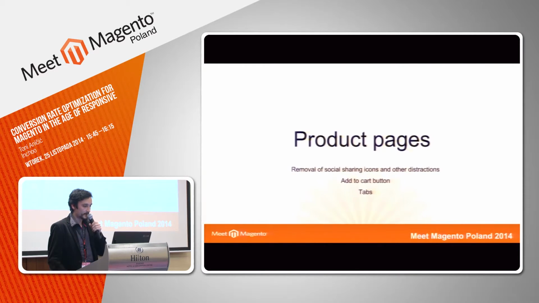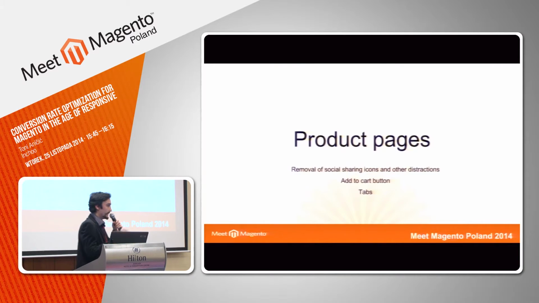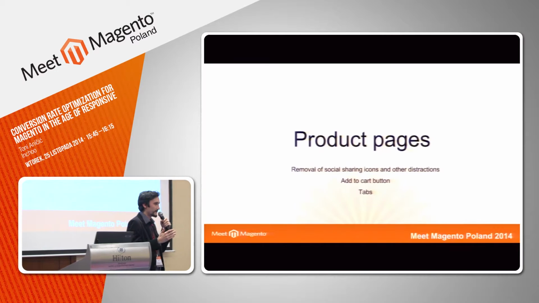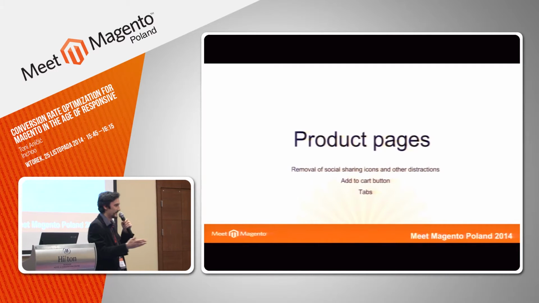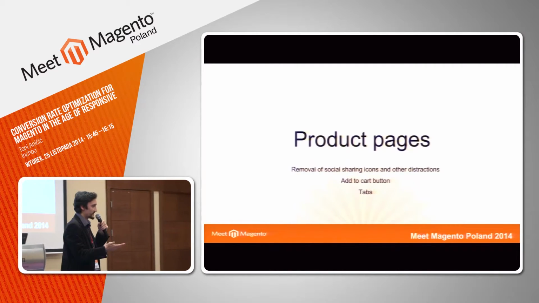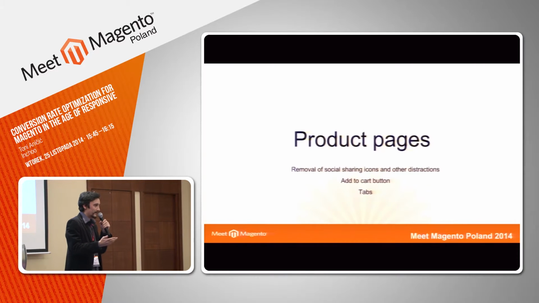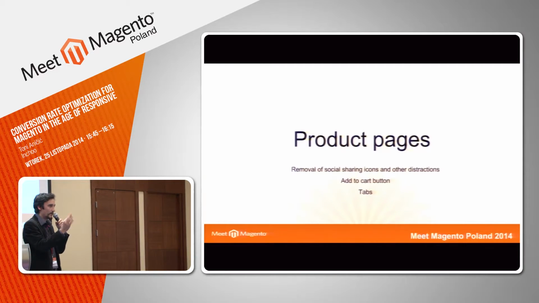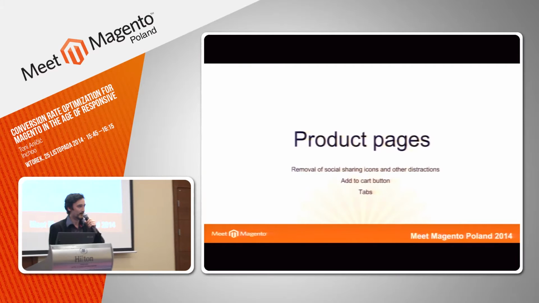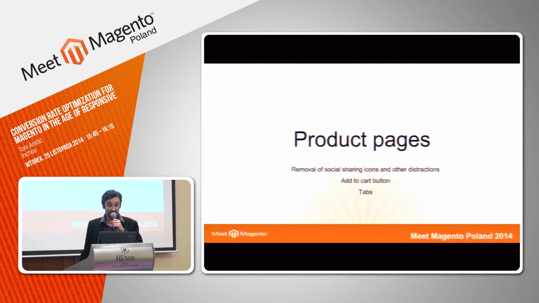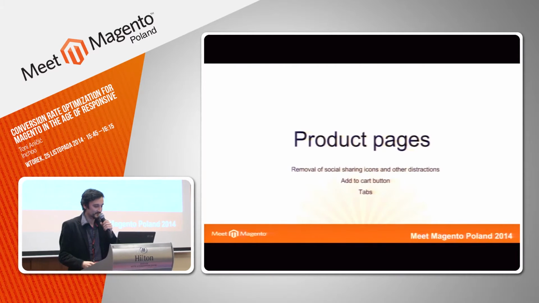On product pages, you might want to try a test to remove a little bit of clutter and remove those social sharing icons. I know everyone adds them, but if you notice, most products don't get tweeted and liked on Facebook, and it just provides some negative social proof, and they just stand there.